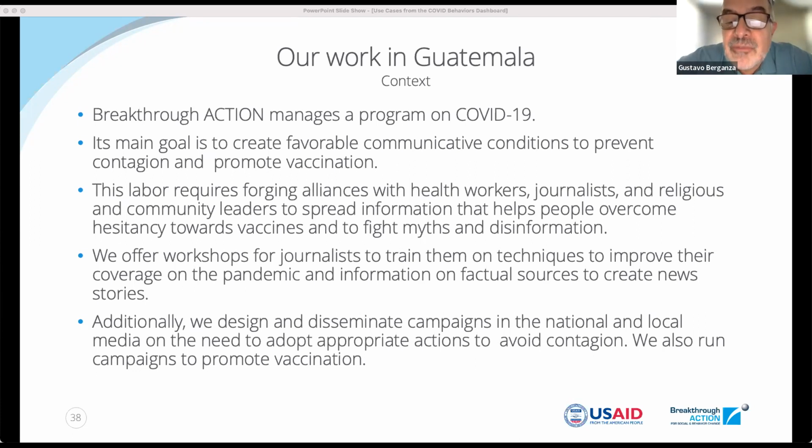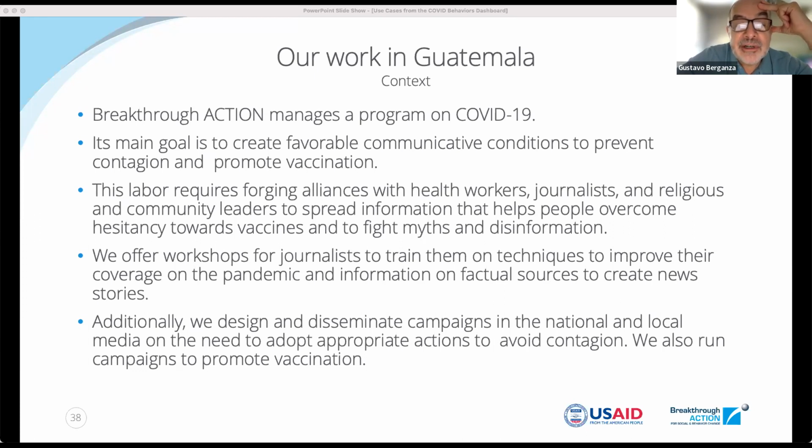And we also have the kind of people who say that the virus is a punishment from God for our bad behavior. So we must deal with all these conflicting messages that complicate the work of health workers, and we are trying to create campaigns and give them tools in order to fight this disinformation.